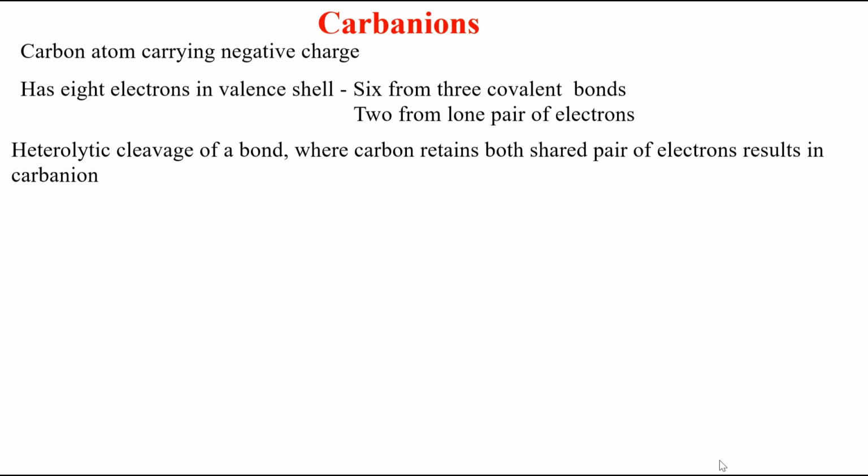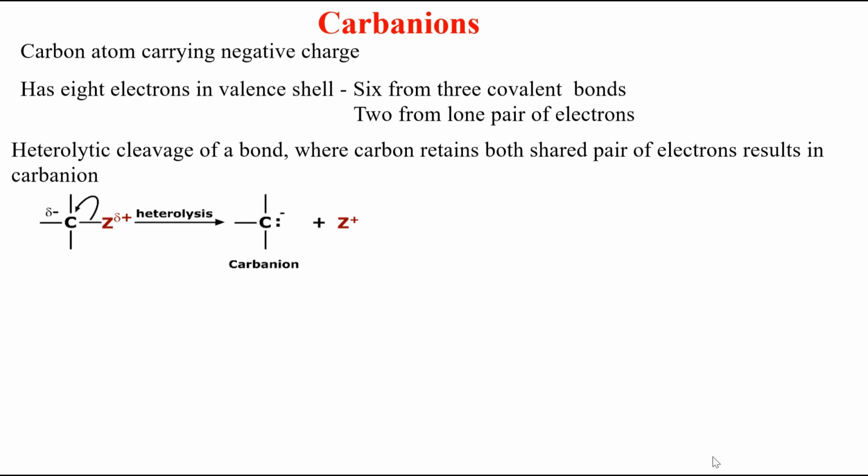When heterolytic cleavage occurs in a bond, when carbon retains both the electron pairs in the cleavage process, it results in carbanion formation. If at all electrons are taken away by the leaving group, then a carbocation is formed.